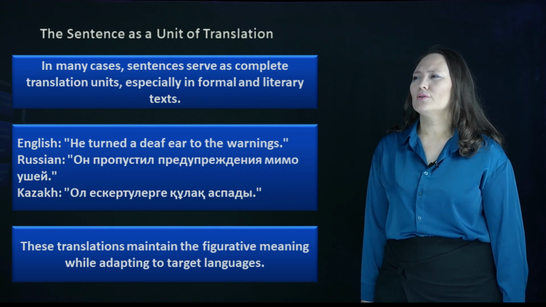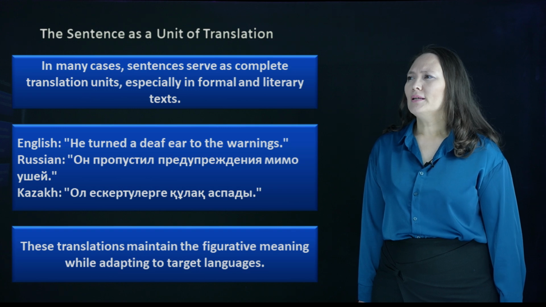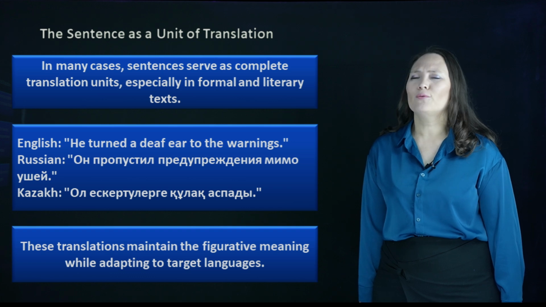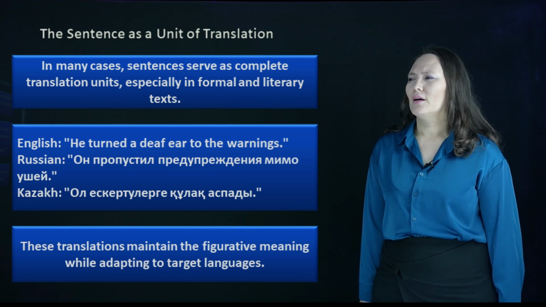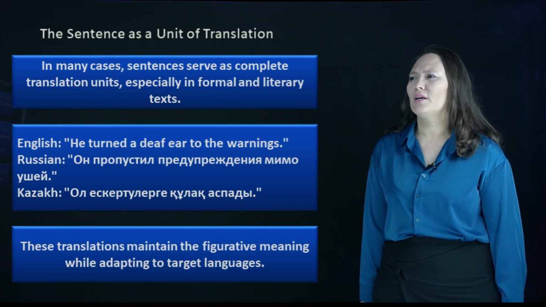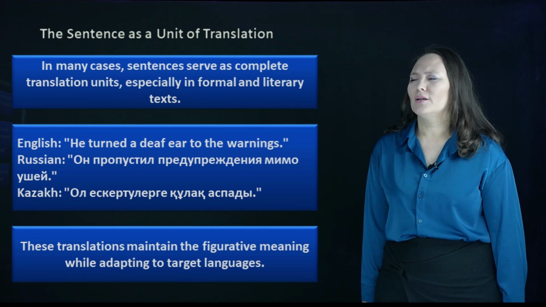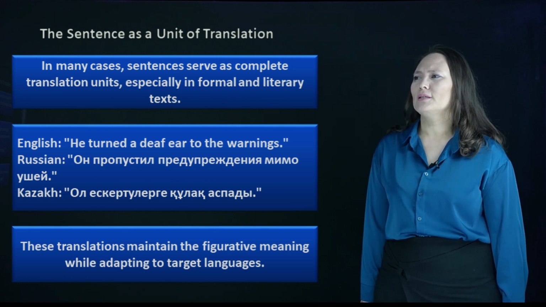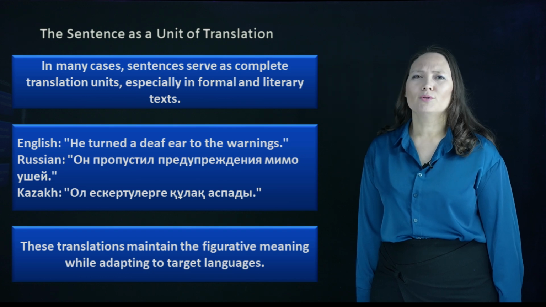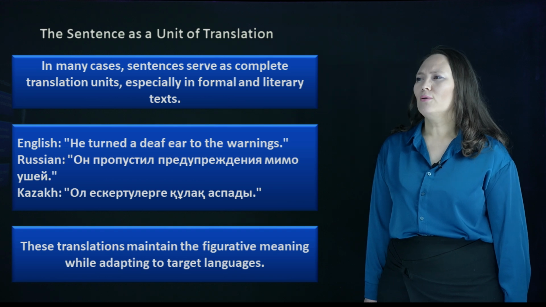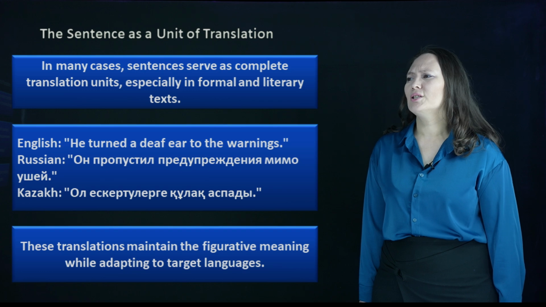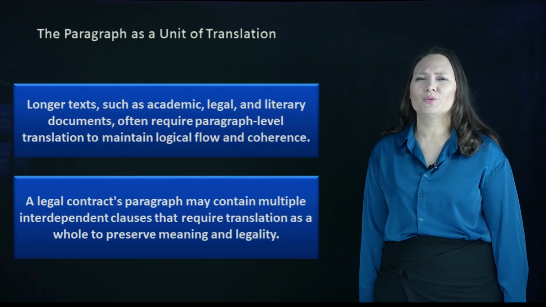Sentence as a unit of translation. In many cases, sentences serve as complete translation units, especially in formal and literary texts. For example, he turned a deaf ear to the warnings. In Russian, it should be translated as follows: Он пропустил предупреждение мимо ушей. And in Kazakh, ол ескертулерге құлақ аспады. These translations maintain a figurative meaning while adapting to the target language.